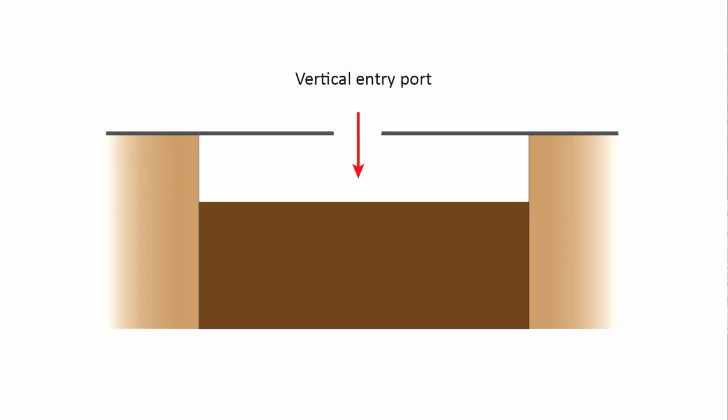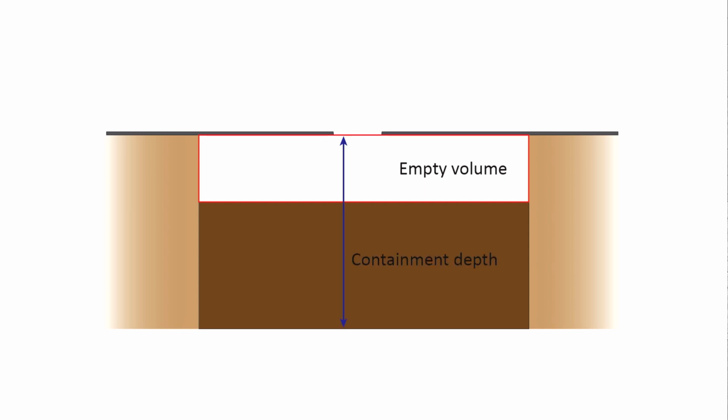To use the Volaser, the containment needs to have a vertical entry port that can be accessed and opened, and a minimum of 10 centimeters of free space between the top of the containment and the surface of the fecal sludge. The Volaser measures the empty volume and the depth of the containment.